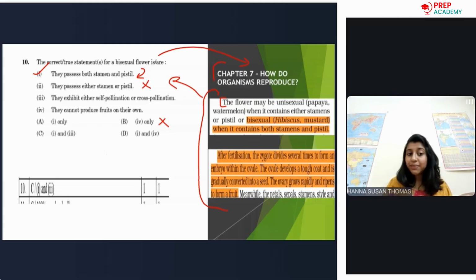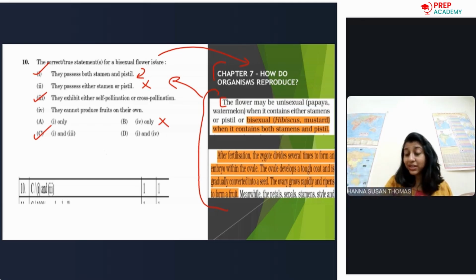Third statement. Bisexual flowers can exhibit either self-pollination or cross-pollination. Is it true? Yes, it's true. Since bisexual flowers have both these reproductive organs inside itself, they can undergo self-pollination, or with respect to pollinators or pollination agents, they can exhibit cross-pollination also. So the third statement is correct. That makes option C our answer, 1 and 3. Let's go through the fourth statement also.